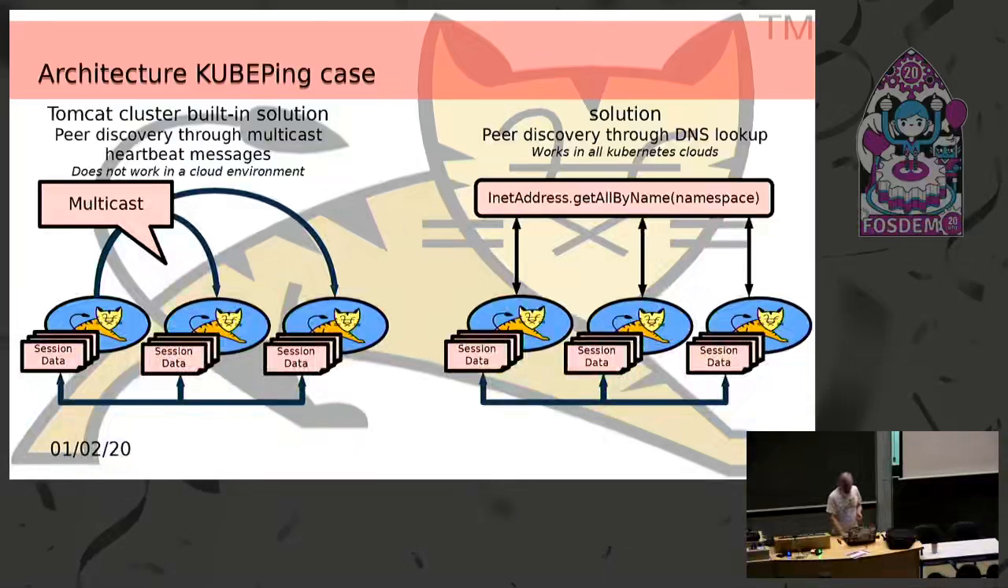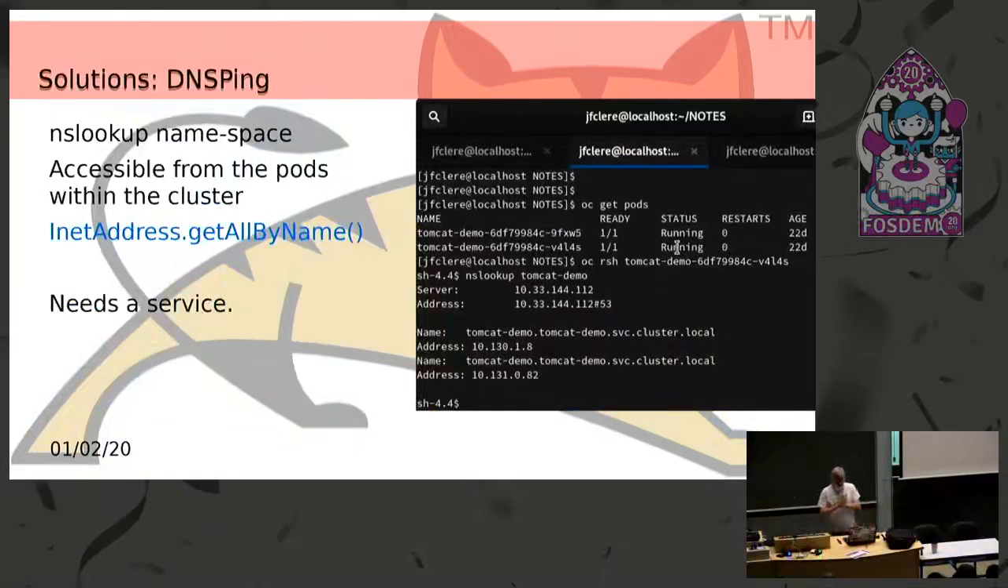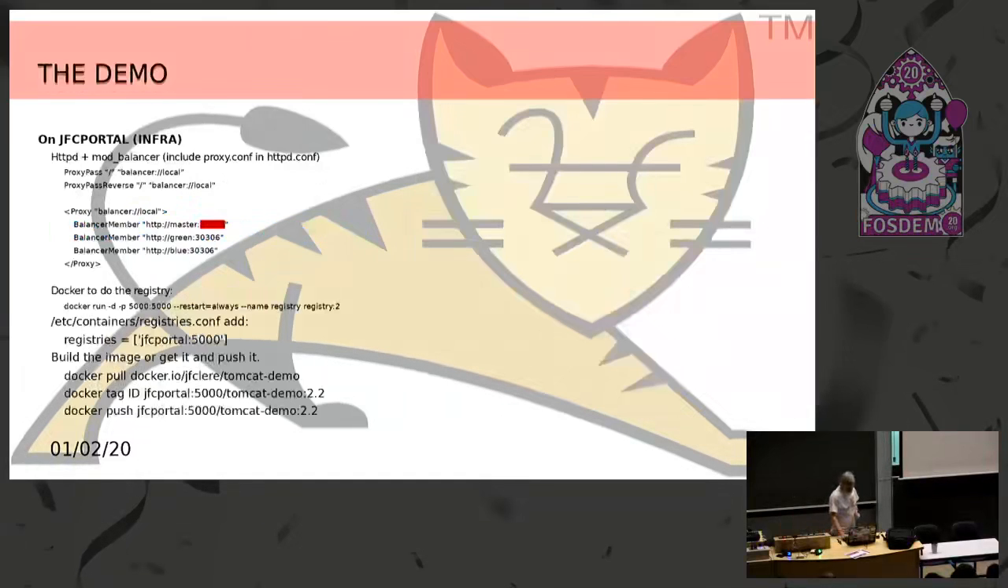Here you just make an NS lookup. This is an OpenShift example. It works the same way; the command is a bit different. You make an NS lookup on your namespace, and then you're going to find the Tomcat. This is the way this node is going to discover the other, and the other is going to discover this one. So in my demo, in the next page, I have HTTPD running here. This HTTPD is going to be able to find the different load balancer.